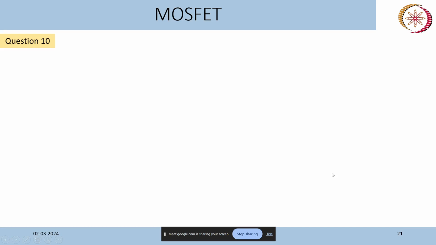Let's go to the next question. I will write down the question first. Body bias effect is used. So we have done some questions on circuits. This is again mostly on device. Body bias effect is used to adjust the threshold voltage of a MOSFET.